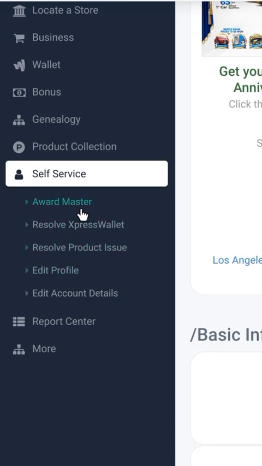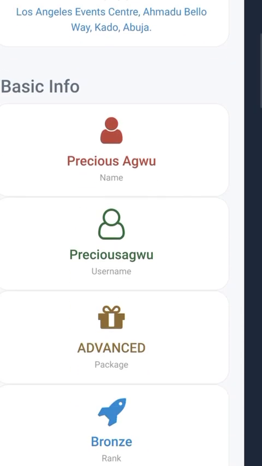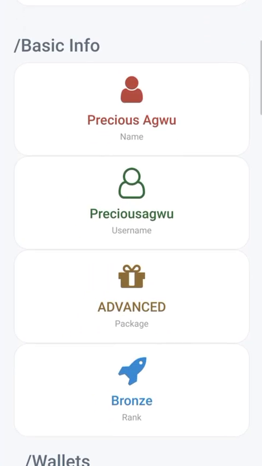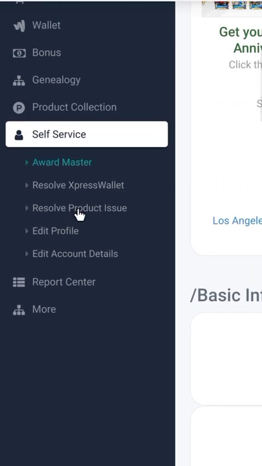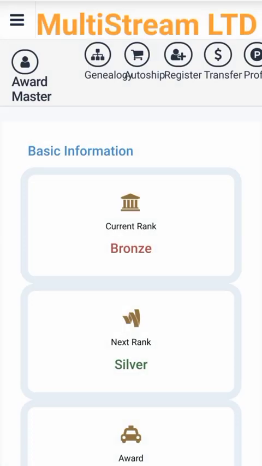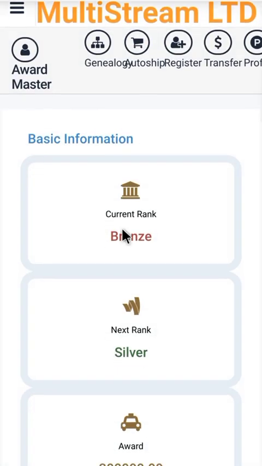This Award Master, under this particular account, is going to help us analyze this account and then tell us what this account needs to do to get to the next rank. And of course, we know that the next rank is silver rank. So now we click on Award Master. It has loaded and opened the environment for us to see.